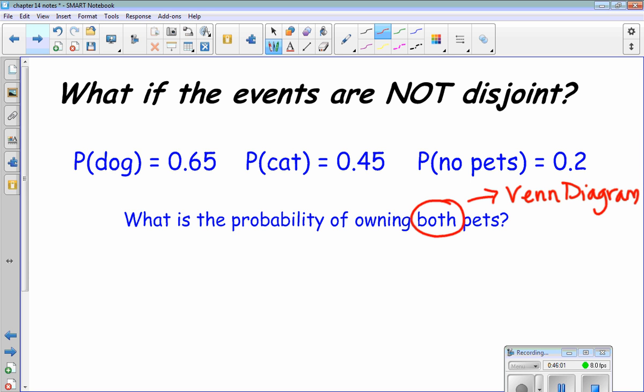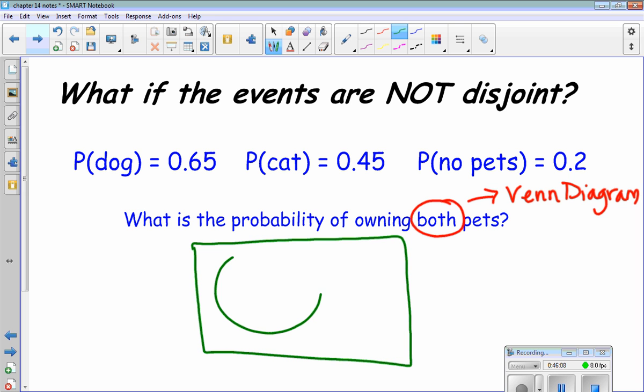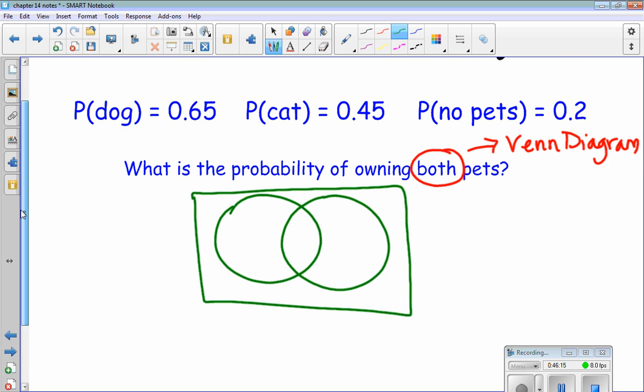Okay? So let's draw a Venn diagram here. I know, because I have already checked, they added to be more than one, that it is possible to own a dog and a cat. So I'm going to say dog here. I'm going to say cat here. And none would be, I'm going to go ahead and just fill it in. I already know that none is 0.2. Would you agree? Okay.